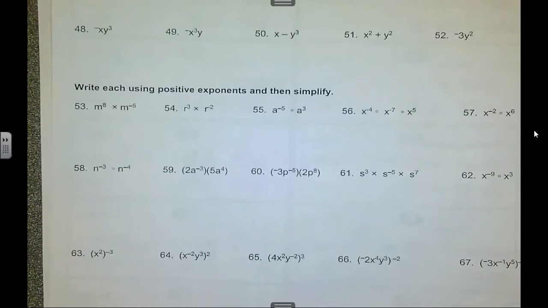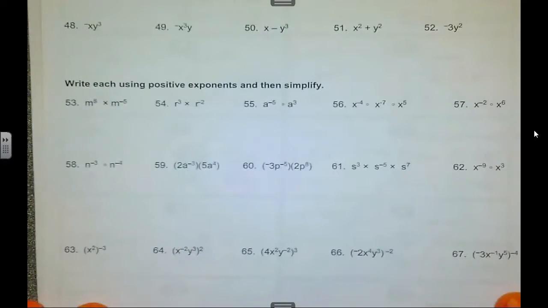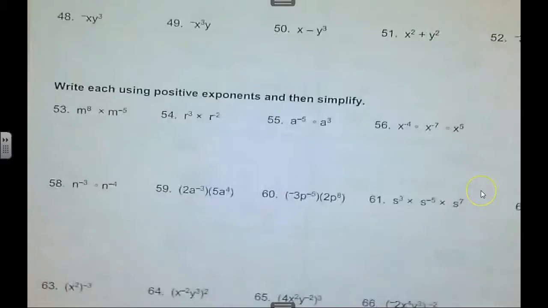Now, what can't we have? What's special about negative exponents? Yeah, make them a fraction. I can never leave an answer with negative exponents. If you do, I have to mark it wrong, right? All right, so let's look at a couple of these.